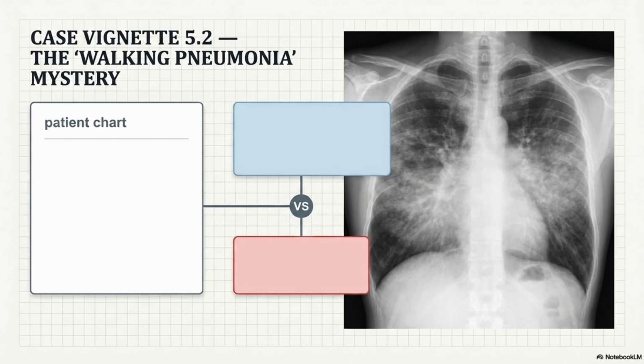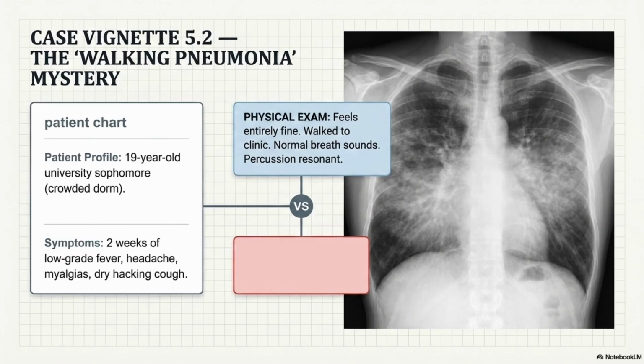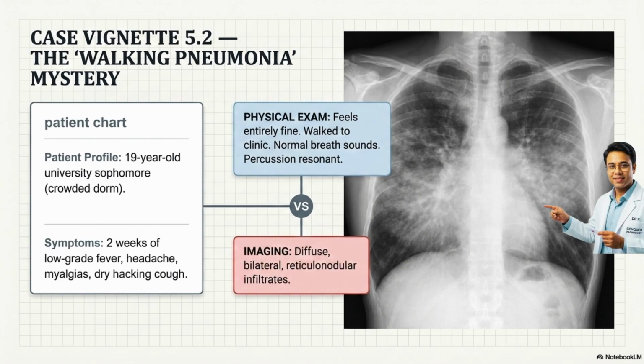Looking at the patient chart, our patient profile is a 19-year-old university sophomore living in a crowded dorm. For his symptoms, he has had 2 weeks of low-grade fever, headache, myalgias, and a dry hacking cough. But when we look at his physical exam, he feels entirely fine. He actually walked to the clinic. He has normal breath sounds and his percussion is resonant. However, his imaging reveals diffuse bilateral reticulonodular infiltrates.